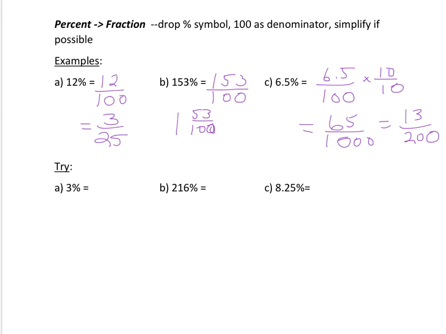Again, you might want to press pause and try these 3 examples here. So 3% becomes 3/100ths. 216% becomes 2 and 16/100ths, or 2 and 4/25ths.